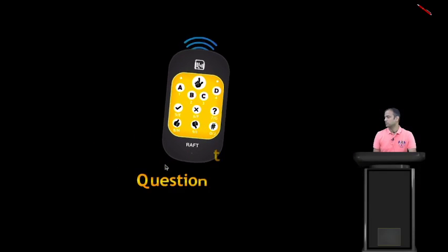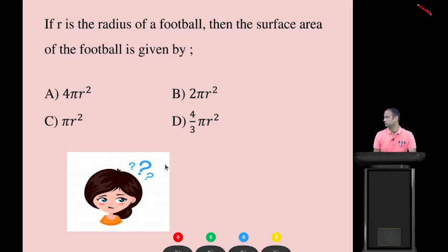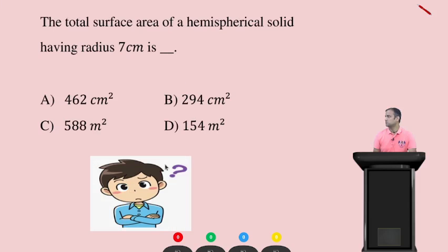Okay students, again question time. The total surface area of hemispherical solid having radius 7 centimeter is, and your time starts now. So you have to find the total surface area of hemispherical solid whose radius is 7 centimeter.